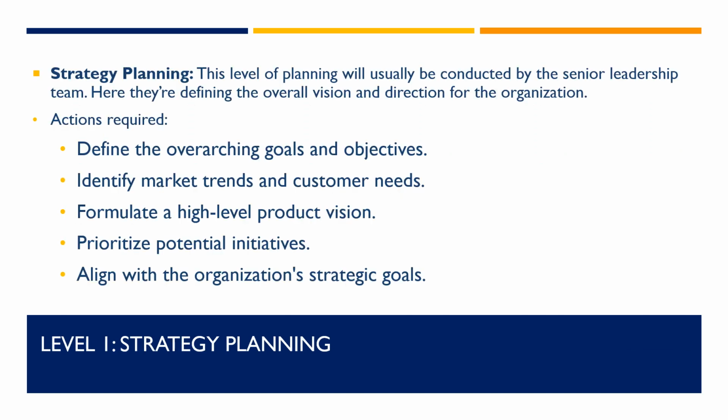The first level is strategy planning. This level of planning will usually be conducted by the senior leadership team. Here they're defining the overall vision and direction for the organization. Actions required at this level include defining the overarching corporate goals and objectives, identifying market trends and customer needs, formulating a high-level product vision, prioritizing potential initiatives, and aligning with the organization's strategic goals.